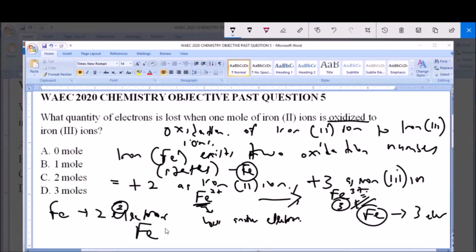So you have this reaction, meaning that 1 electron will be lost in order for ion 2 to be oxidized to ion 3. Now, since only 1 electron is lost, it means 1 mole of electron is lost. That is the quantity of electrons lost. Since it's just 1, it is 1 mole, and 1 mole is option B. So option B, 1 mole, is the correct answer to this question.